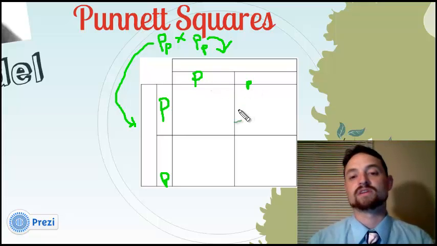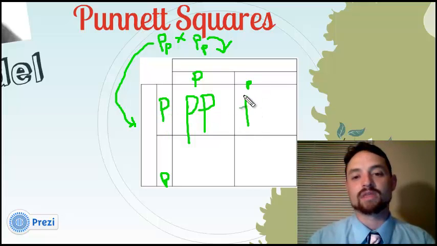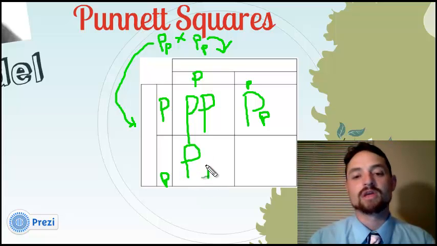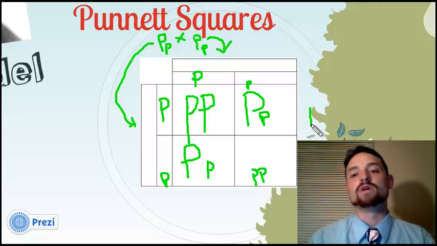I'm trying to make the difference there. It's hard. So then you simply take those traits and fill in your boxes. If this gamete combines with this gamete, you end up with big P, big P. If this gamete combines with this gamete, you end up with big P, little p. If this little p gamete combines with this big P gamete, which we always write the dominant gamete first, it's big P, little p. And then we've got two little p's. Now this is actually what Mendel found in his F2 generation.